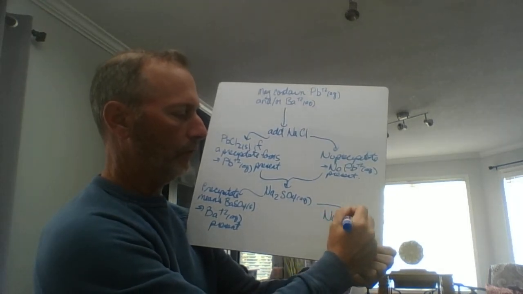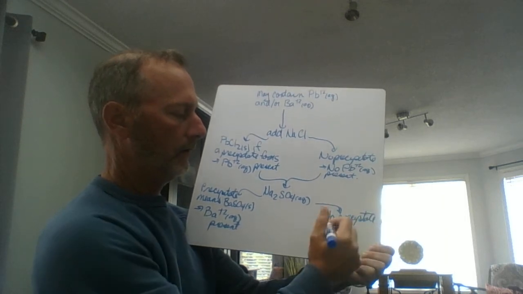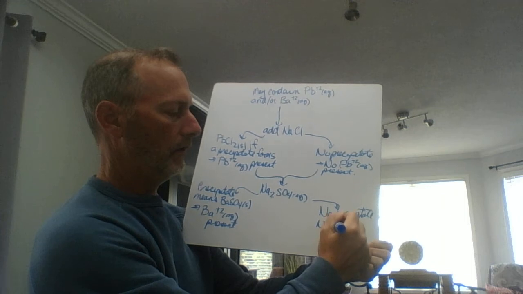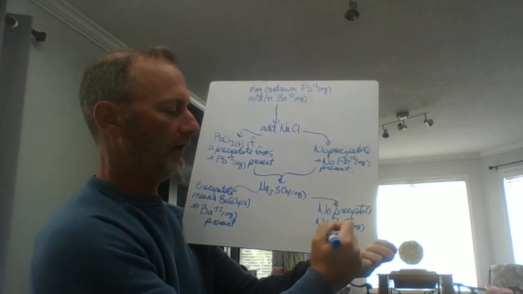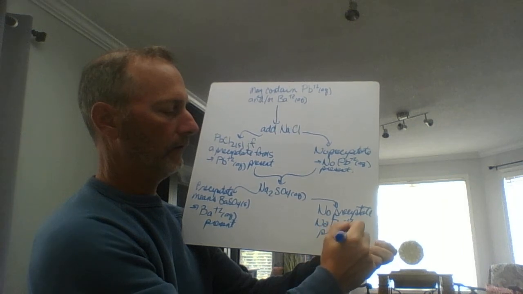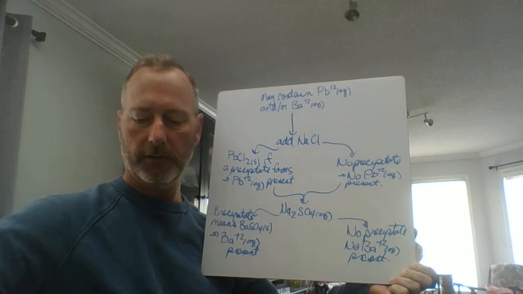On this side, same thing, no precipitate means no Ba plus 2 AQ are present. Okay, and that's it. That's sequential chemical analysis.